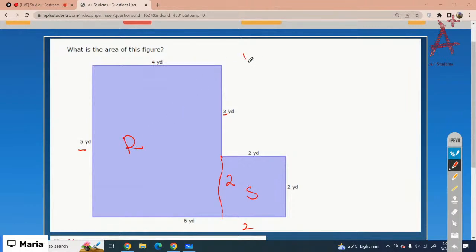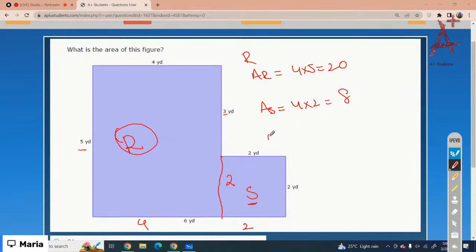For the rectangle, you have to do length times width. Here you have 4. It is 4 again. So it would be 4 times 5. 4 times 5 is 20. That would be the area of the rectangle. For the square, you have to do 4 times side. Got it? It would be 4 times 2. 4 times 2 is 8.